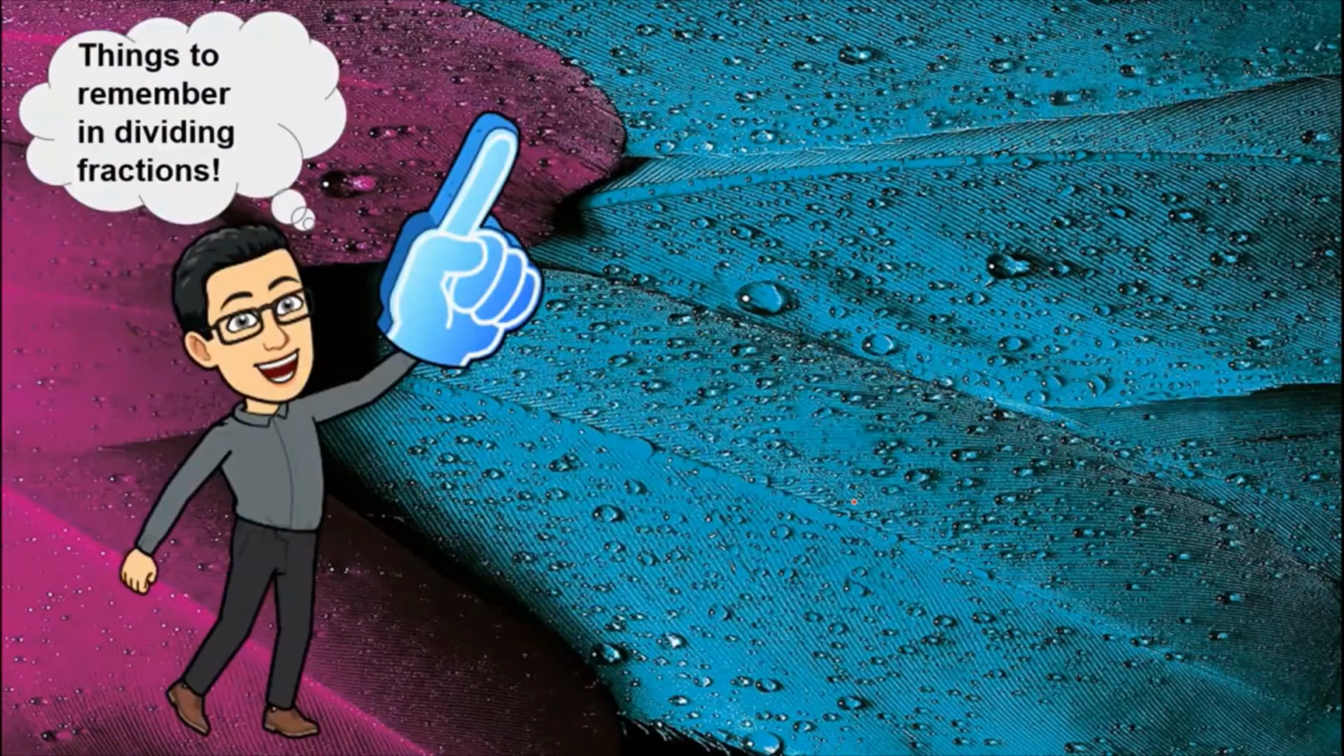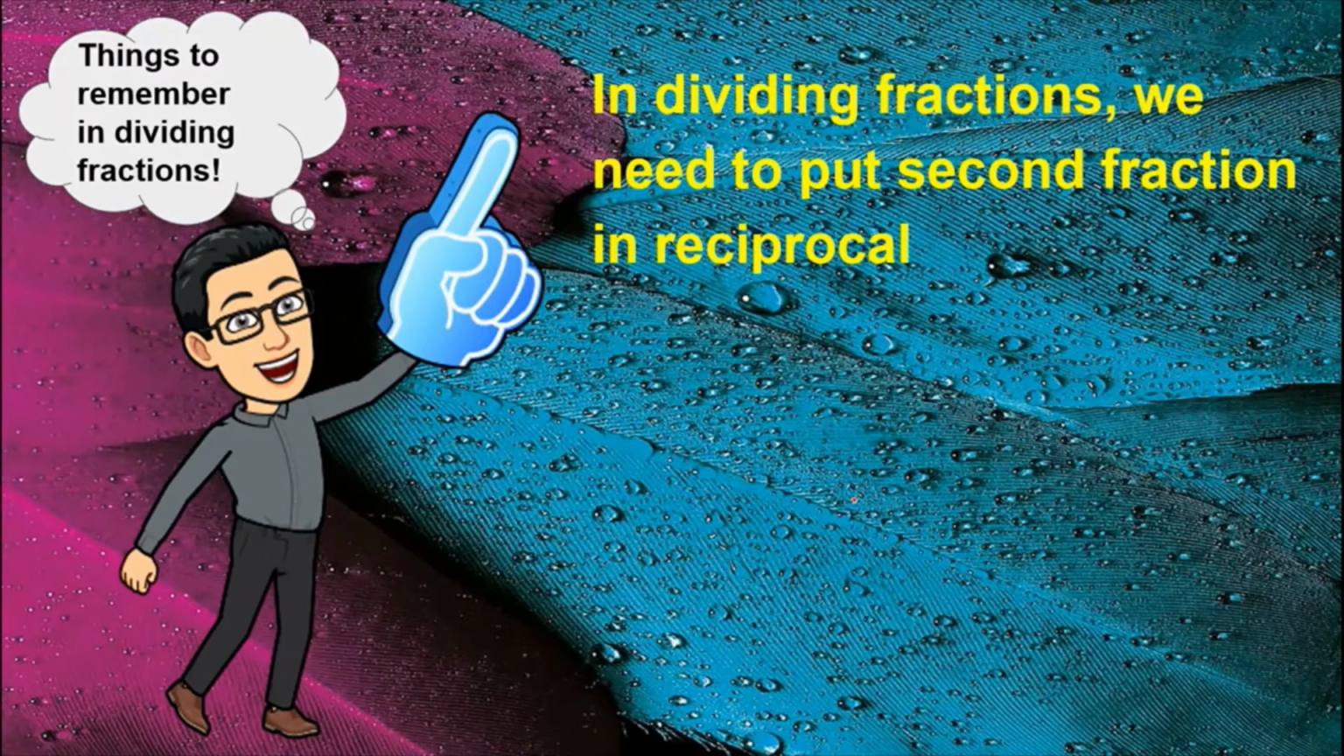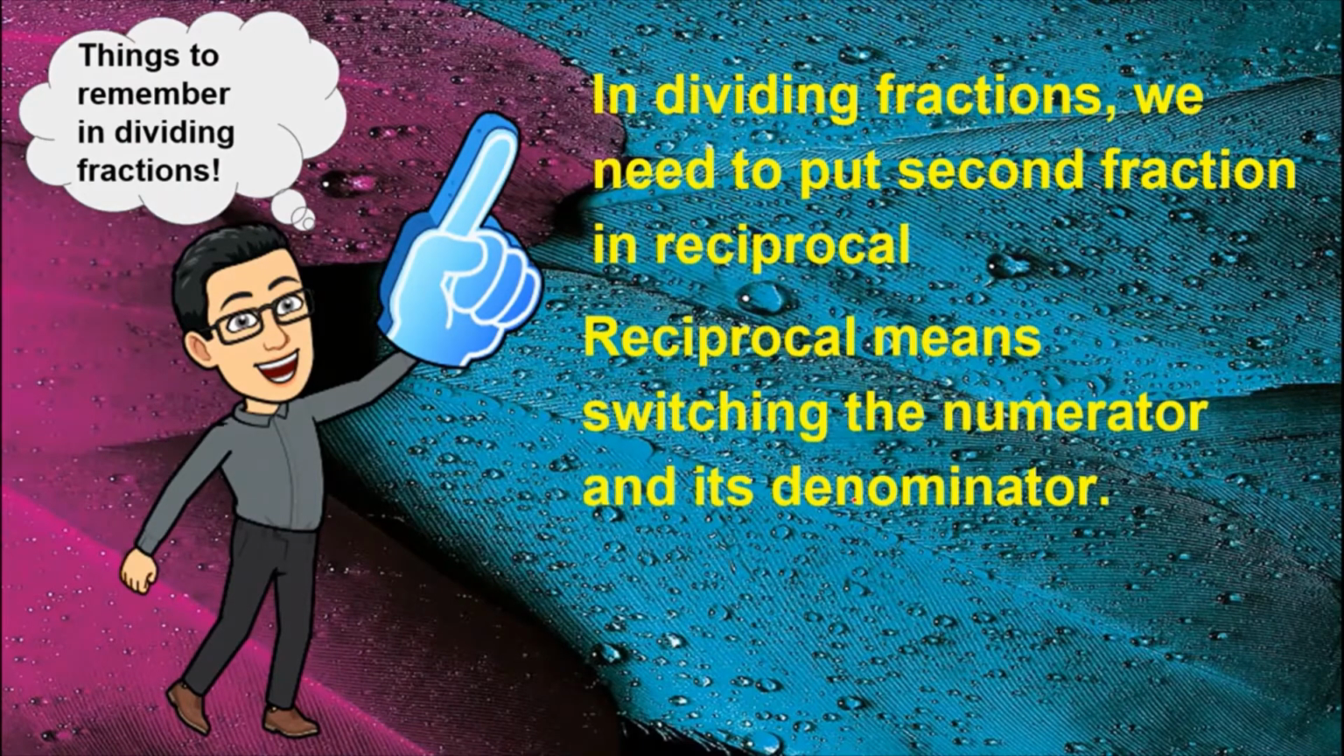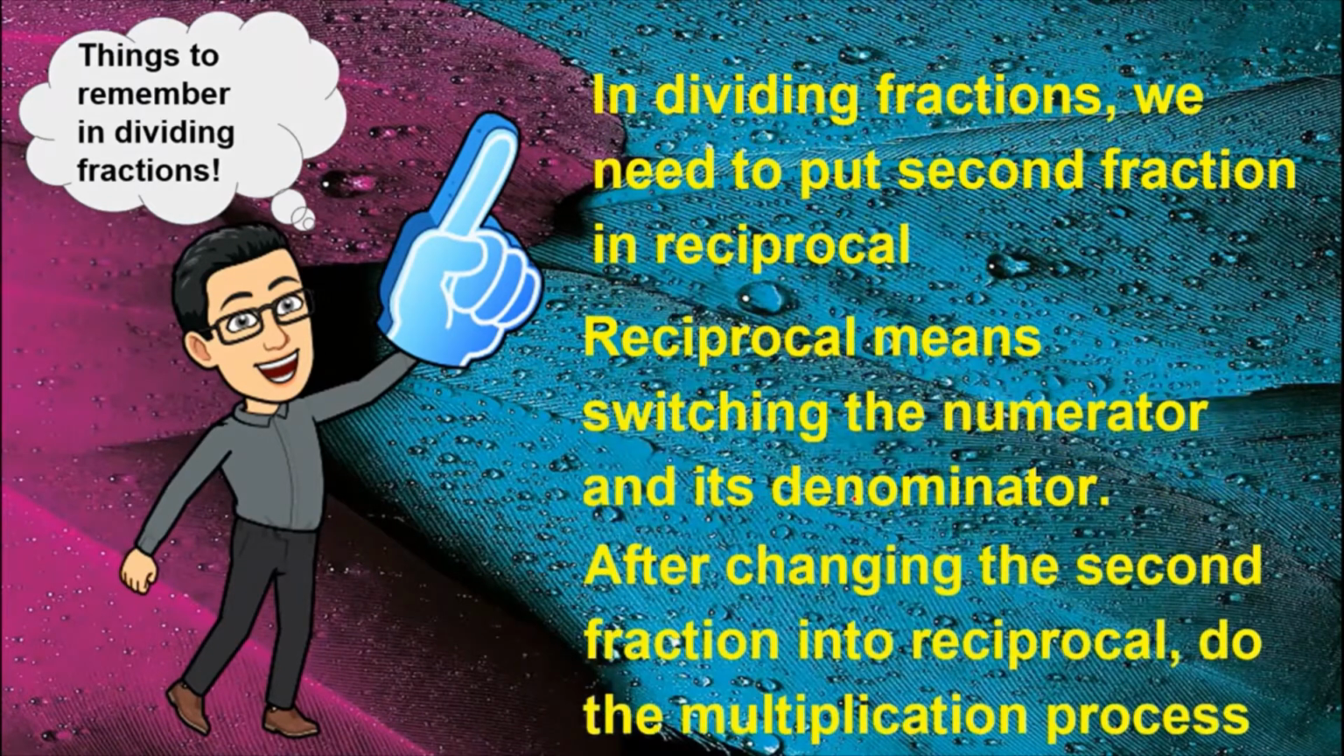Okay, so there are things that we need to remember in dividing fractions. Number one, in dividing fractions, we need to put the second fraction in reciprocal. So always remember, only the second fraction will be put into reciprocal. But what does reciprocal mean? When we say reciprocal, it means switching the numerator and its denominator. So we're just switching them. And after we change the second fraction into reciprocal, then we do the multiplication process.